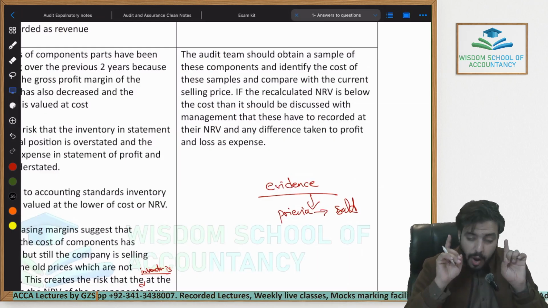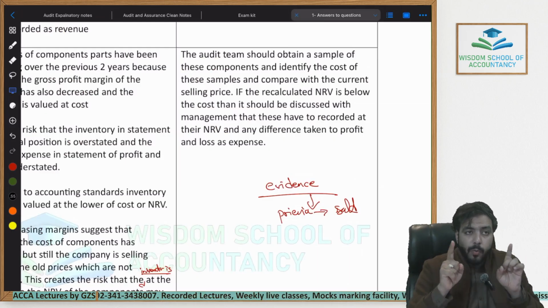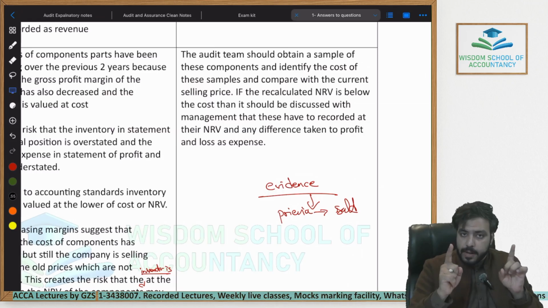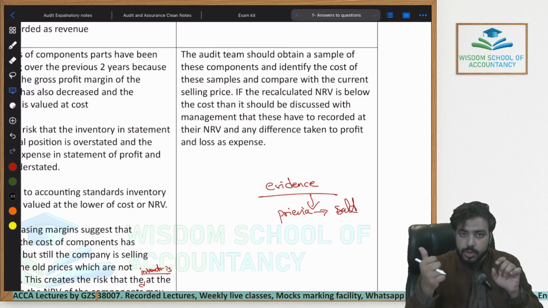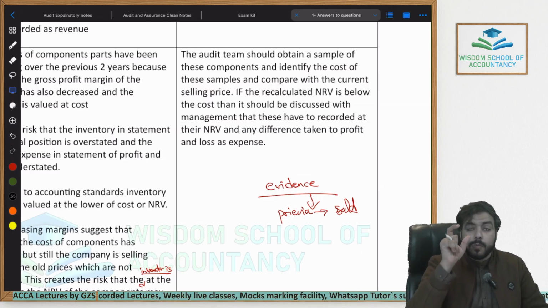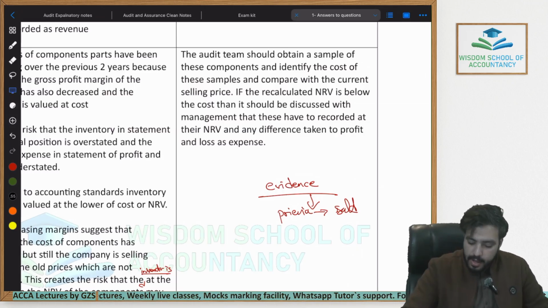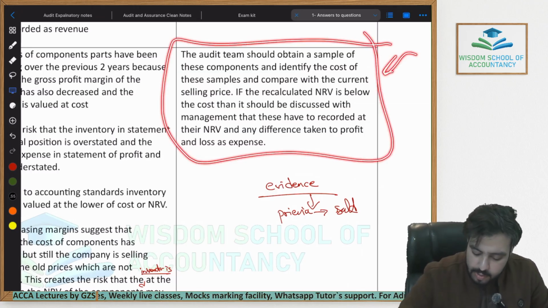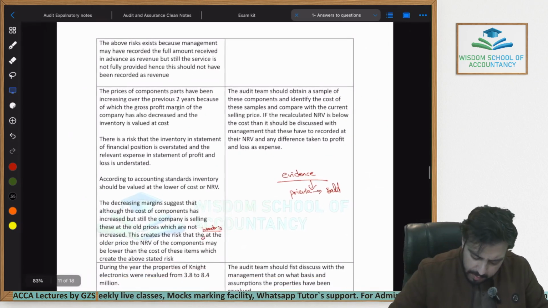So, how did I create this response? I thought, where can I get the current price of these items at which they are being sold? Obviously, I can't get it from the financial statements. Financial statements have a total price. Then I thought, what if I ask the management to give me an invoice which has the price of these items? And that is how I created this response for my audit team. Moving towards the next part now.